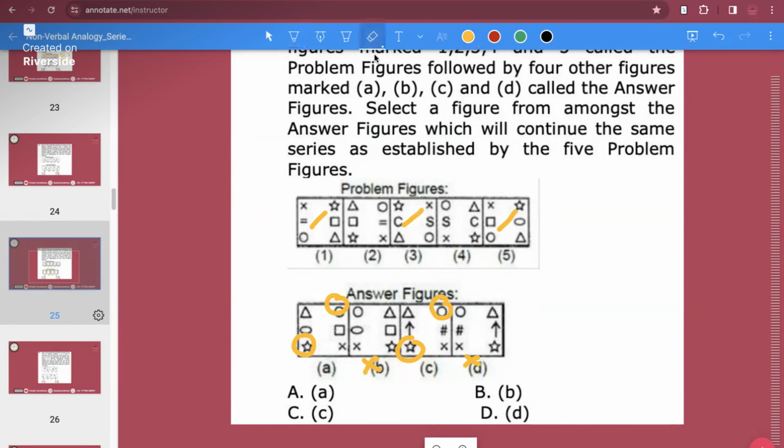Now let's try to find something else. B and D are there. Anybody who got it till now? It's option A. Okay. Option A. Cool. One moment.